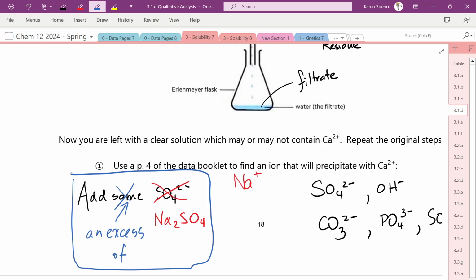After we add an excess of Na2SO4, we need to look at our results. What are the two possibilities that we could see? I've got this beaker. I add some Na2SO4. Maybe there's calcium in that beaker. Maybe there isn't. I could see clear, or I could see cloudy, precipitate. So we either have a precipitate or we have no precipitate.